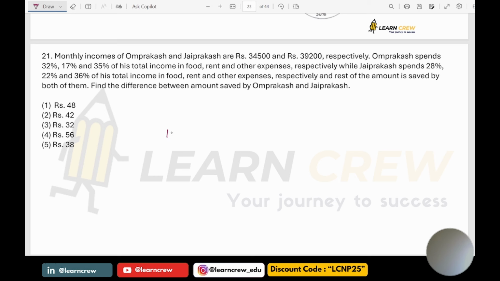So how much is he saving? 16% of 34,500, which is how much? 5,520. It is Om Prakash. And how much is Jai Prakash saving?